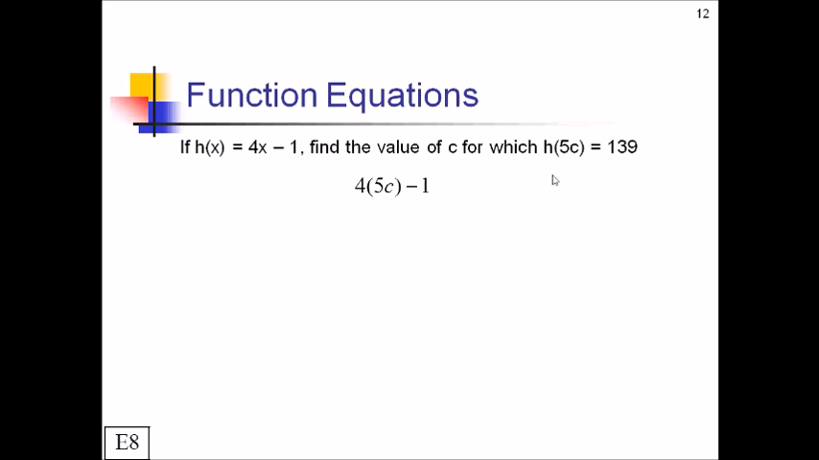Now when we do that, according to what they said over here, it's supposed to equal 139. So we're just going to replace this h of x here with 139 and set it equal. At this point, we have an equation. All we have to do now is solve for c. So add 1, and while we're at it, 4 times 5c is 20c. So we have 20c equals 140. And then dividing by 20, we get c equals 7.